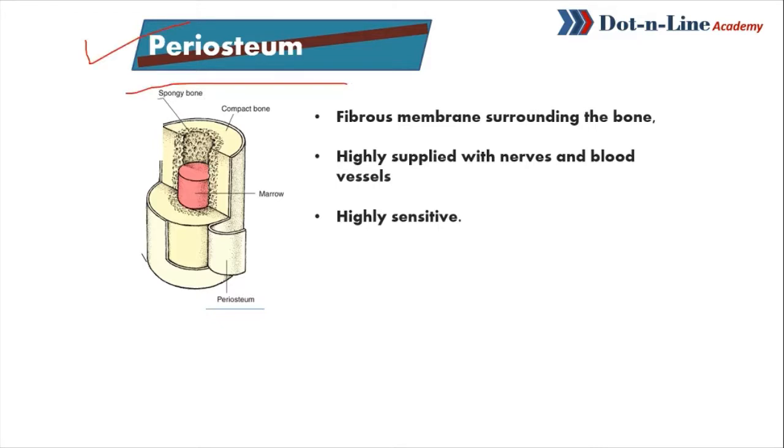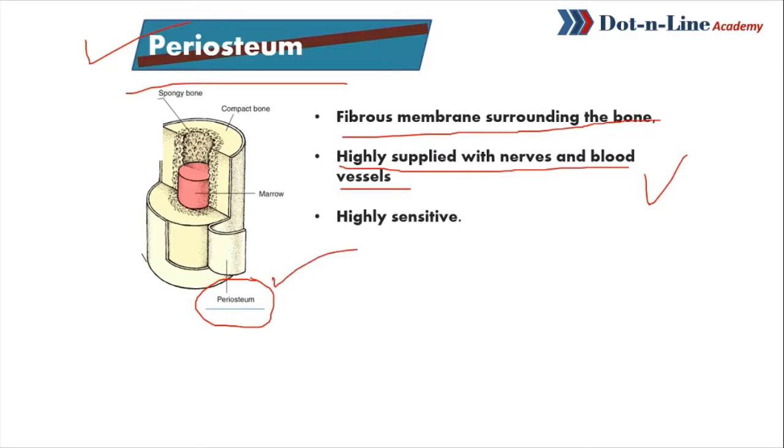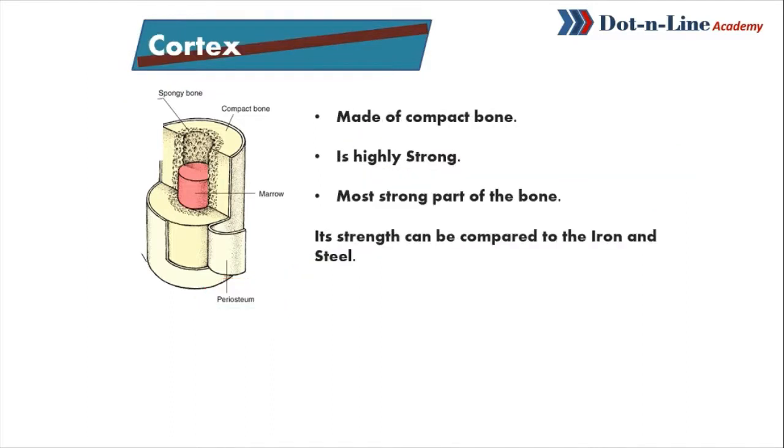First, periosteum. The fibrous membrane surrounding the bone is the periosteum. It is a fibrous membrane, highly supplied with nerves and blood vessels. This is a very important point. That's why when there is a fracture in the bone, even a hairline fracture, the periosteum is involved, the periosteal nerves are triggered and pain is caused. This is the reason for pain in the bones. So they are highly sensitive.